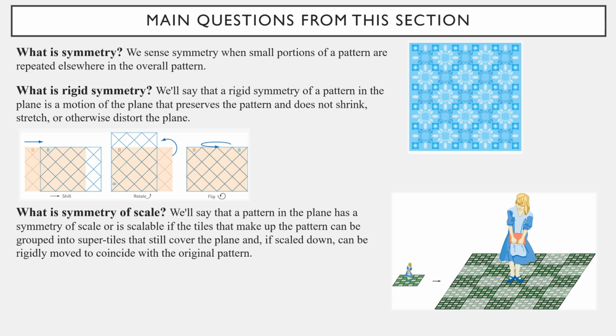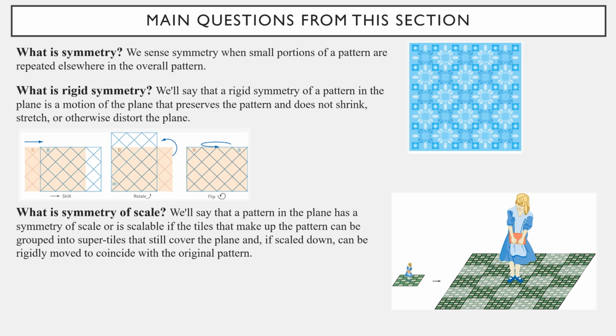So the main questions from this have to do with symmetry. And so what is symmetry? The way the textbook looks at it is we sense symmetry when small portions of a pattern are repeated elsewhere in an overall pattern. Like here, look at these two tiles, and then it's a repeat, and then a repeat, and then a repeat. You can see the symmetry here, the pattern repeating itself. And as you get four of them, it repeats itself right here, and then right here. Then it repeats itself right next to it. That's what we think about symmetry.